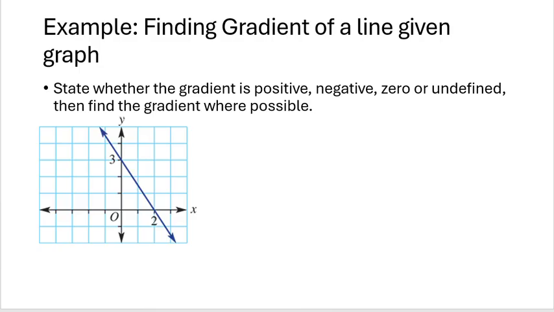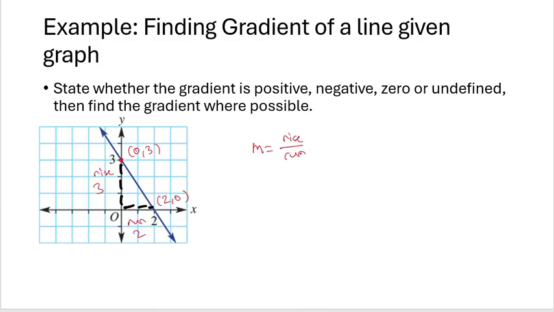Now, let's have a look here. Going to use these values here. So I'm just going to write the coordinate points here, 0, 3, and 2, 0. And the rise is going to be 3. The run is 2. So m equals rise over run.